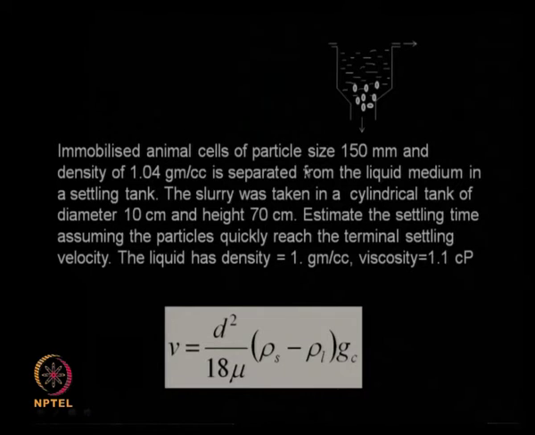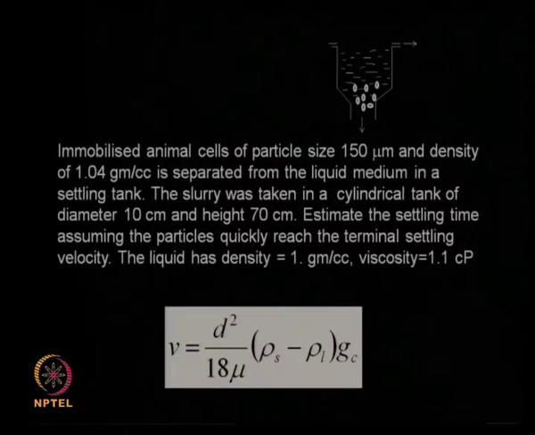So we have certain particles of 150 micron and a density of 1.04. Now let us look at a problem related to settling. Now consider immobilized animal cell, particle size is 150 micron and it has got a density of 1.04 grams per cc. Now you would like to separate this particular animal cells from a liquid medium in a settling tank.